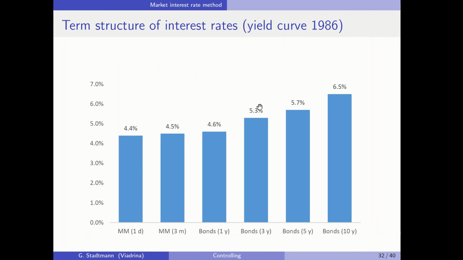But this looked completely different in the year 1986 when the textbook was written. In 1986, there was also a normal upward sloping yield curve, but the interest rates were positive. So the money market rate for a 1-day deposit was at the level of 4.4%. For a 3-month deposit, the interest rate was at 4.5%. And at the longer end, for 10-year bonds, the interest rate was equal to 6.5%.